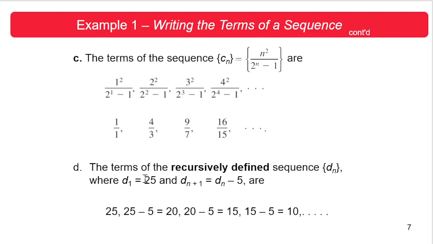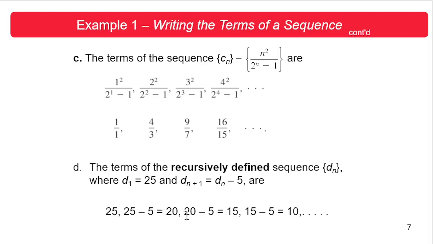Okay, next example, we have defined the sequence containing the terms of this form, d sub n, where the first term, d sub 1, is 25, and the succeeding term can be obtained by using this relationship that d sub n plus 1 equals d sub n minus 5. So if you want to get d sub 2, you let the value of n here as 1. So you have d sub 1 plus 1, so you get d sub 2. So d sub n here is d sub 1, which is 25. So we have 25 minus 5, so that's 20 as the second term of the sequence.